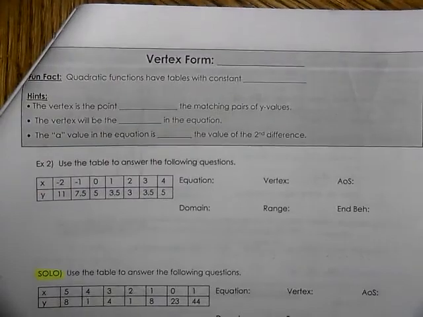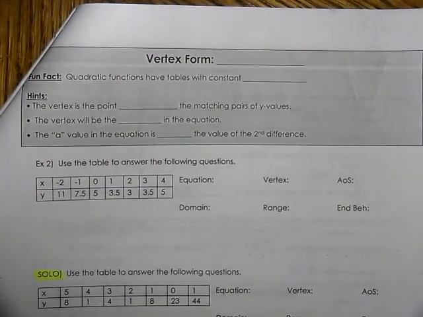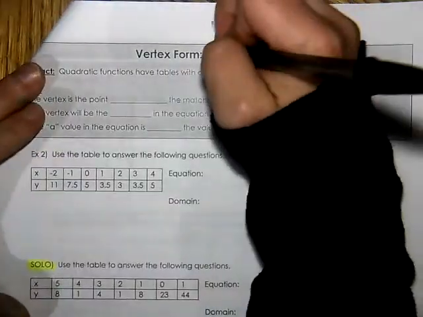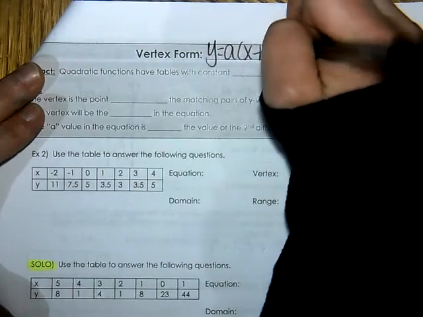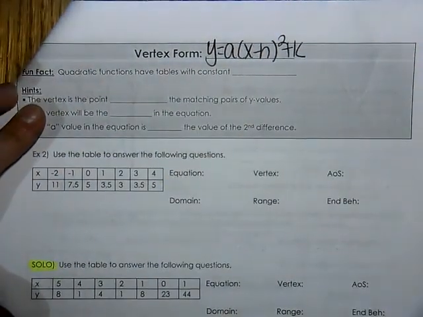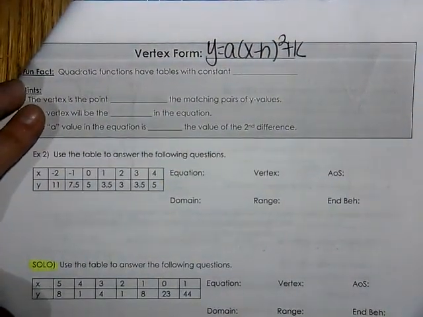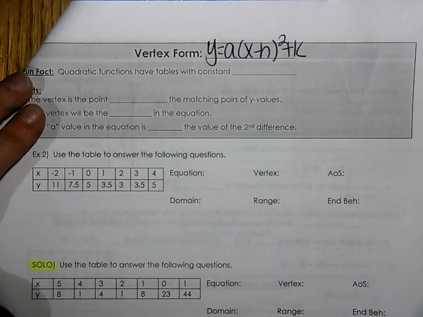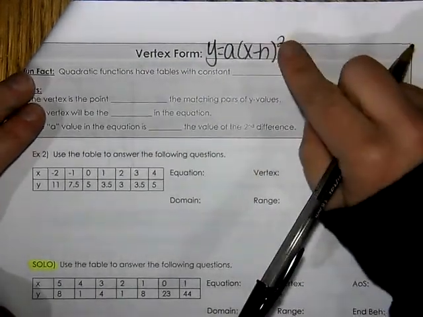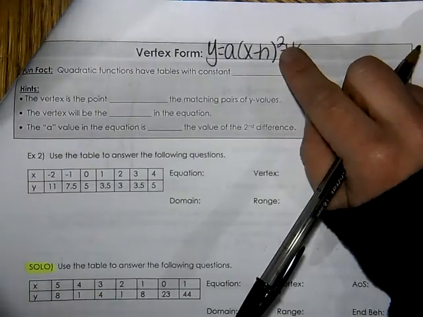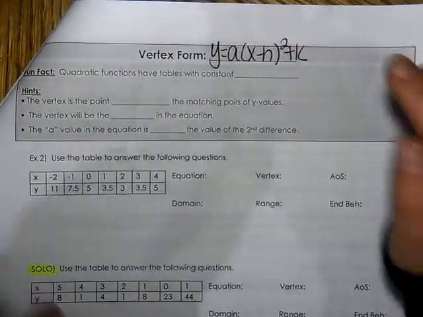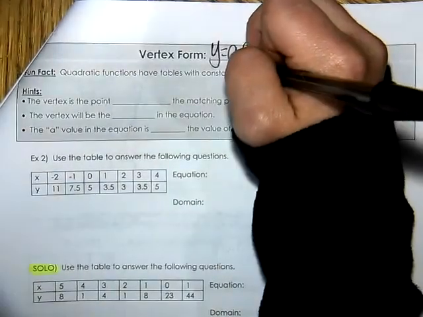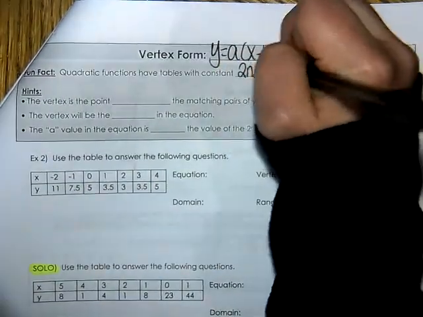The next thing I want to address with you guys is how to write an equation in vertex form from a table. So once again, vertex form is y equals a times (x minus h) squared plus k. And a really cool fact about quadratic functions and their tables is that, you know how we have this square up here? That square kind of has meaning in tables, and quadratic functions have tables with constant second differences.